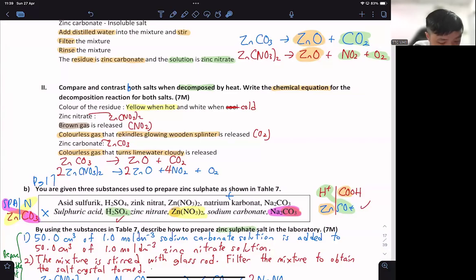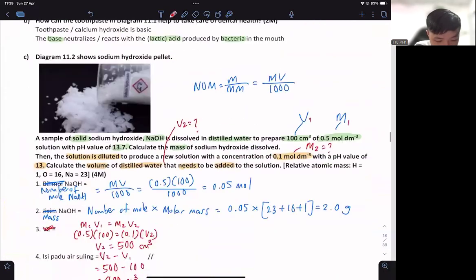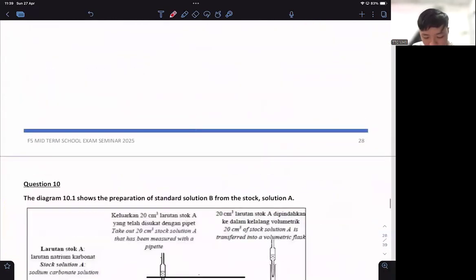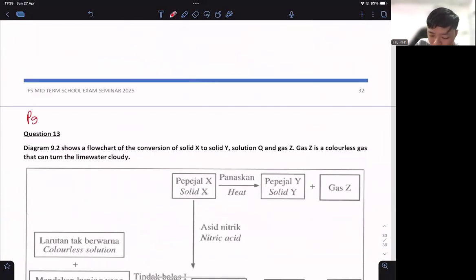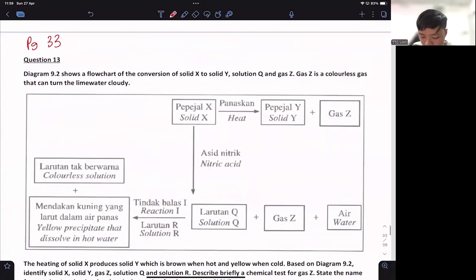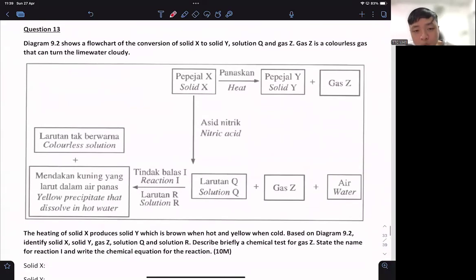Okay, if no problem, I'll do the next question here. Let's see what question I can do. Okay, do one more, like question 13. I think do question 13, which is on page 33. Similar one, but do one more.